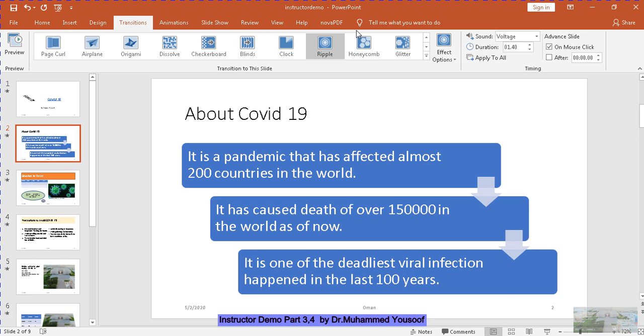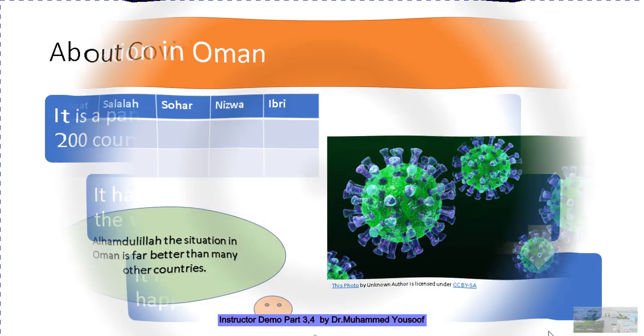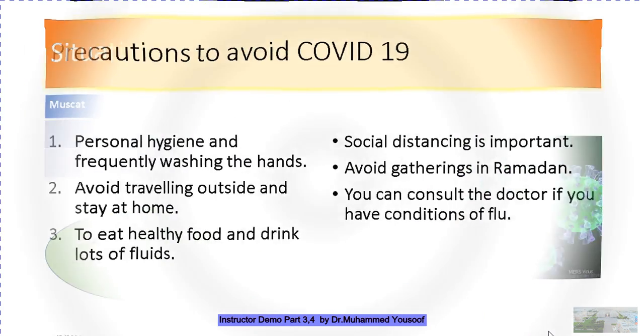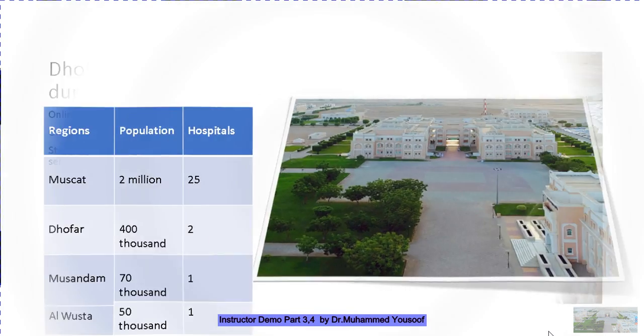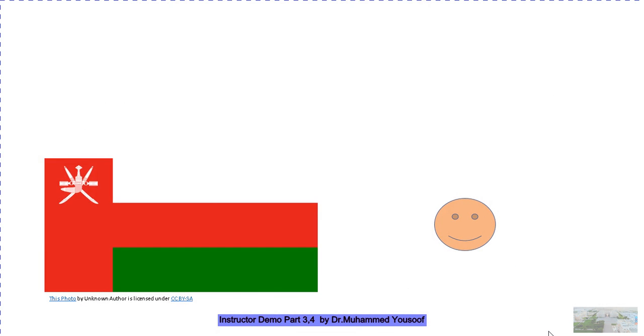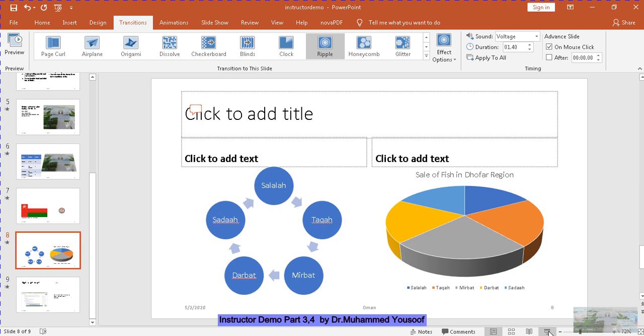For example, now what happens? I will run the slideshow. See now, for every slide you can put a sound. You can add a sound when the transition happens. You can make a transition not only in the form of the movement, also you can add sound.